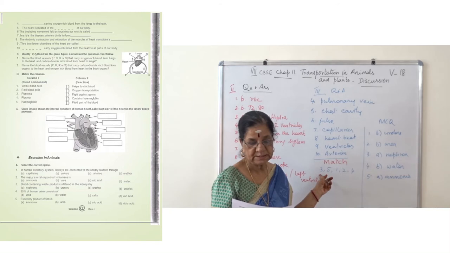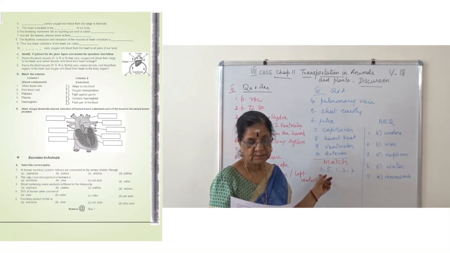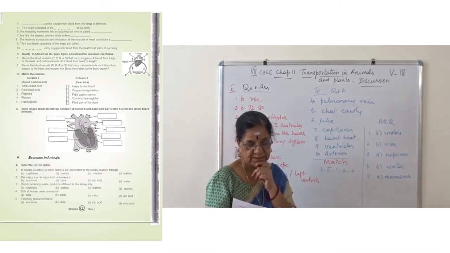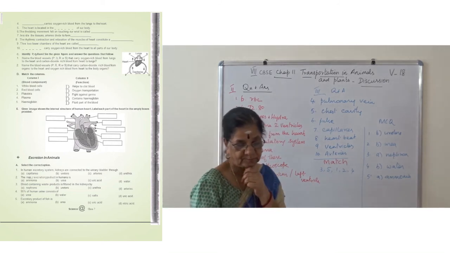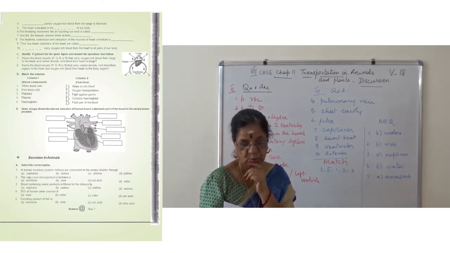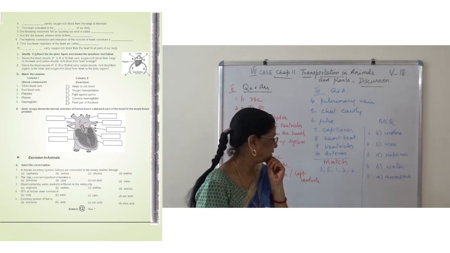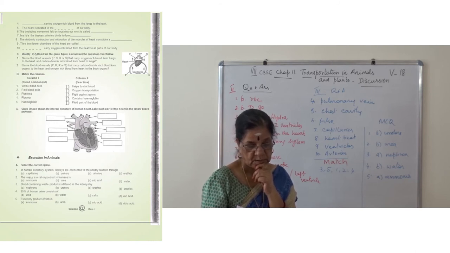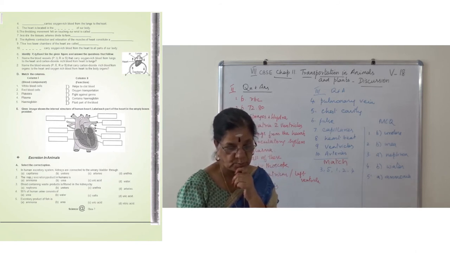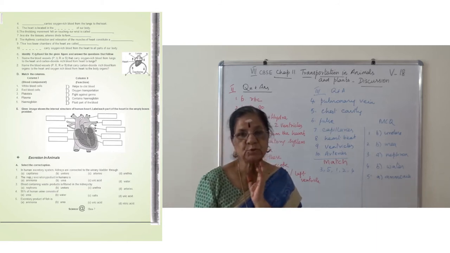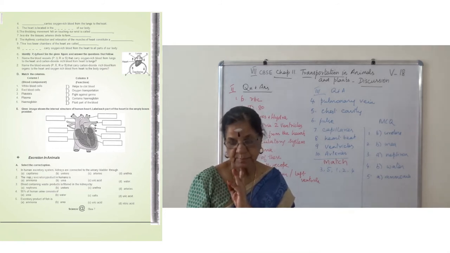Then RBC contains hemoglobin. Then platelets help to clot blood.